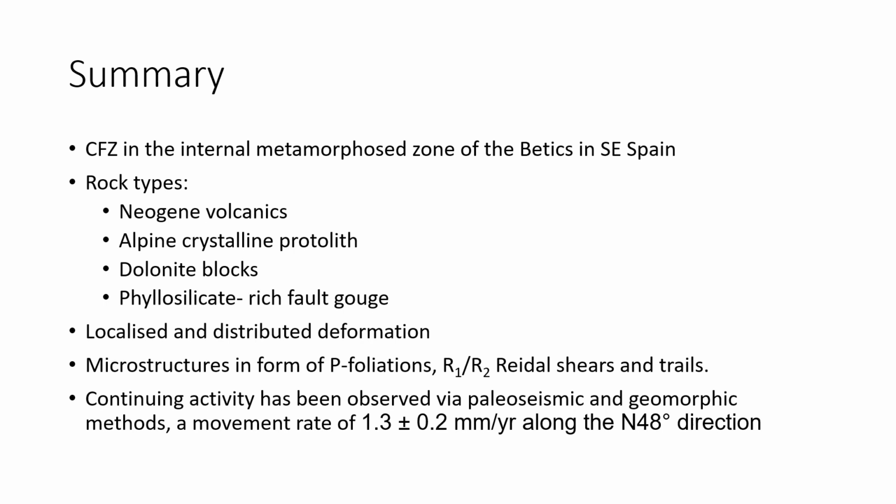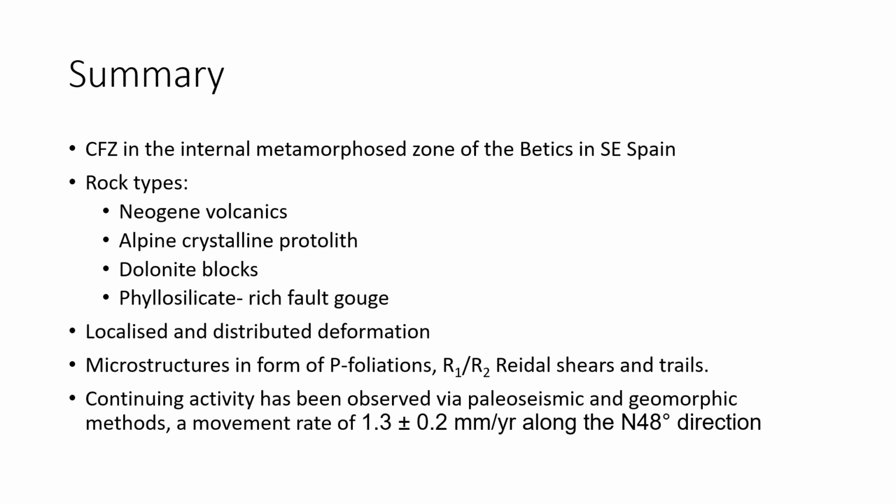gouge having well-distributed deformation. This is from its strain hardening property, which contributes to the fault's width. These rock types show microstructures that are kinematic indicators. These are P foliations, R1, R2 radial shears, and trails.